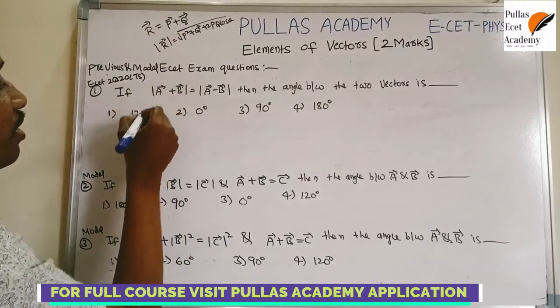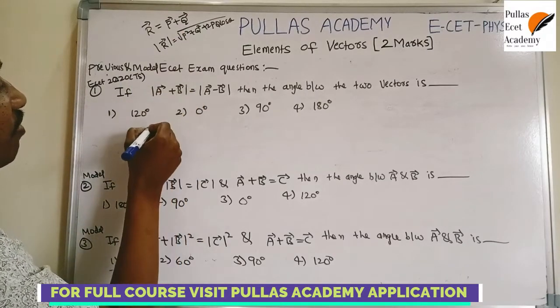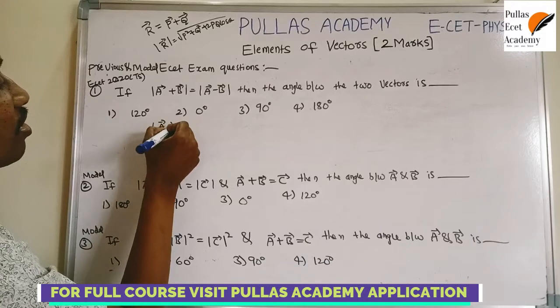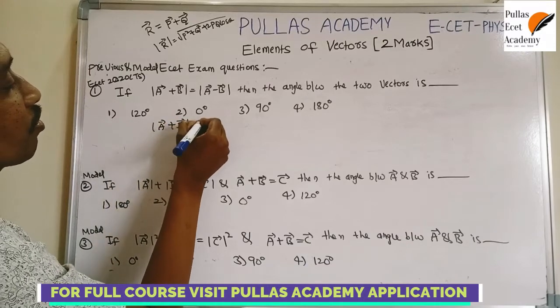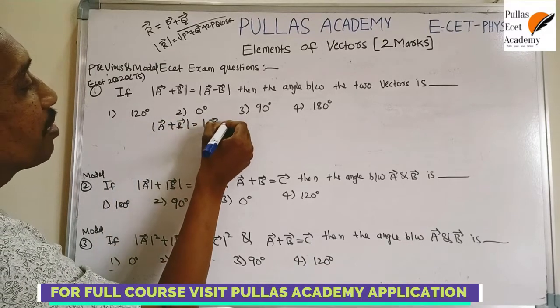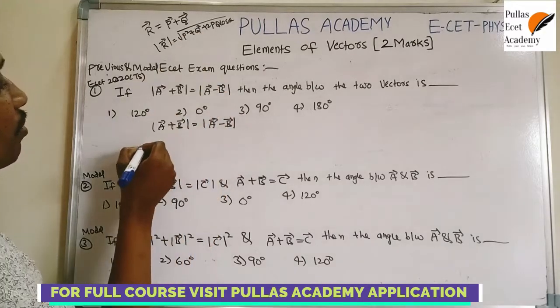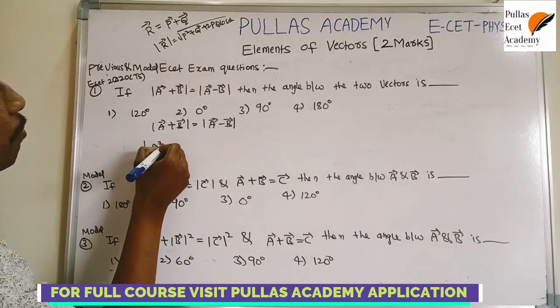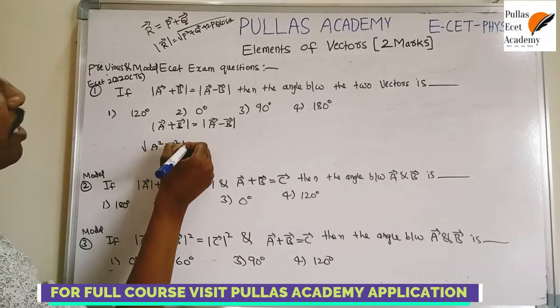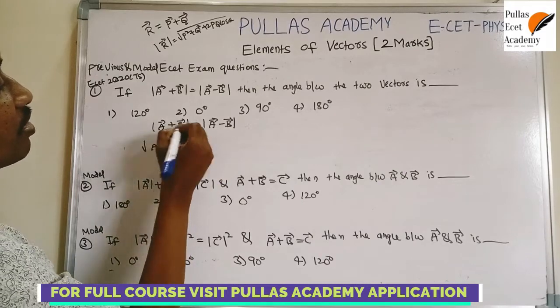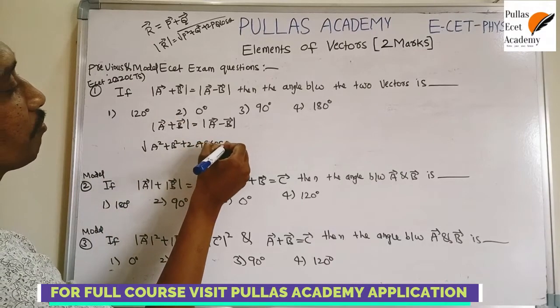Now, from the given value, the actual given is modulus of A bar plus B bar is equal to modulus of A bar minus B bar. So based on this formula, under root of A square plus B square plus 2AB cos theta, the magnitude is according to the formula.